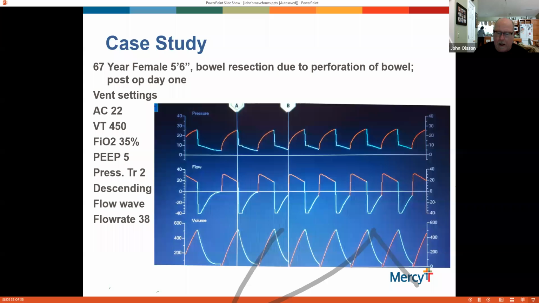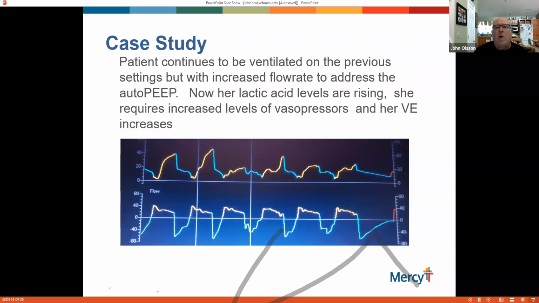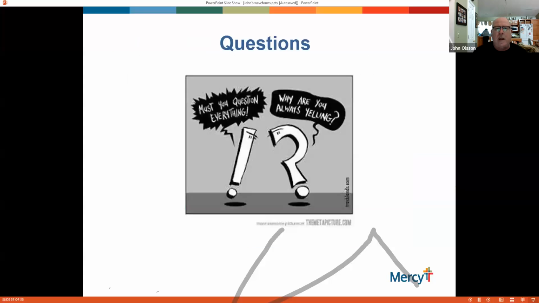And okay, so we increased the flow rate to try to fix that, to address her auto-PEEP. Now her lactic acid levels are rising. I don't know if you guys can do lactic acid there. And her minute volume increases. So she's trying to compensate for increased lactic acidosis. So that could be a problem for her. She needs maybe some more support or a different mode or something like that.